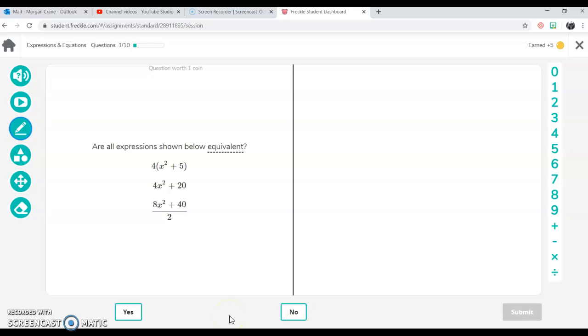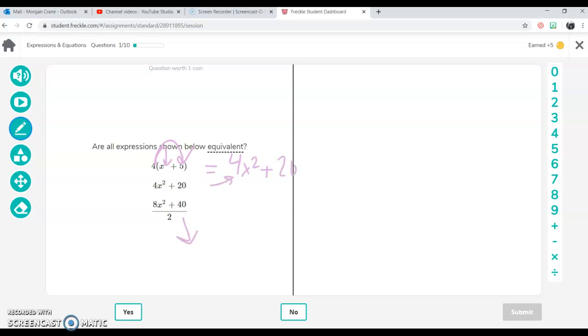You're going to do the same thing here. So this is factoring it out. So this first one, you're going to have to do distributive property. We talked about it a little bit yesterday. 4 times x squared is 4x squared, plus 4 times 5 is 20. These two are the same.